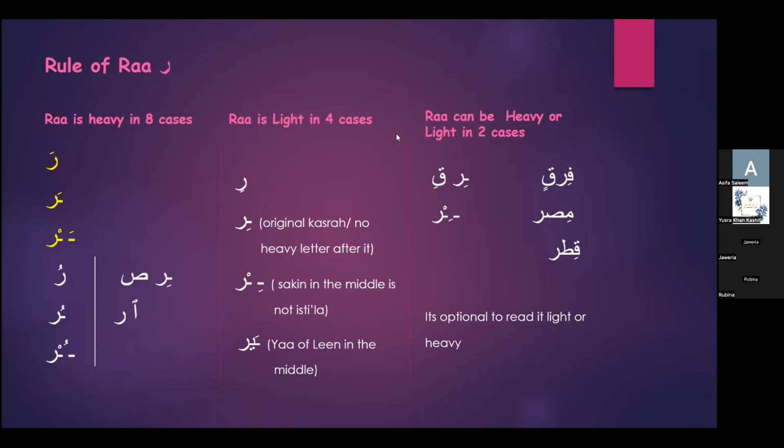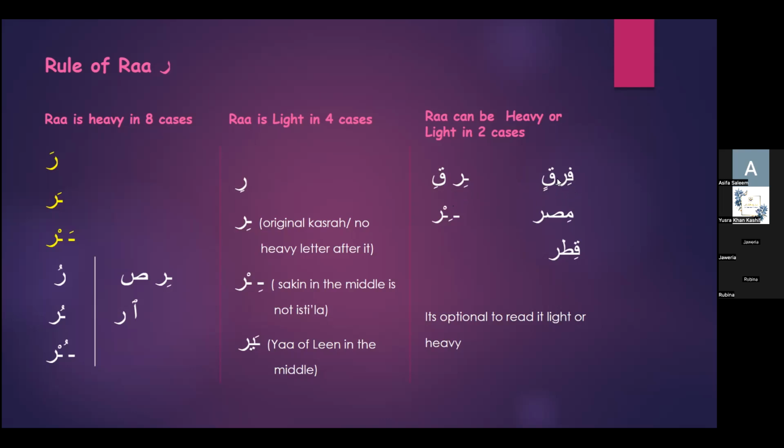Hope this is clear. Now we have the 2 cases where the ra sakina can be read with heaviness or it can be read with light sound. So the words are, if the ra sakina has a kasra before it, but if it's followed by a heavy letter and that heavy letter has a kasra under it, now you have the option either to make the ra heavy or light, and this is in continuation only. The 2 options is when you continue reading and you're not stopping on this word onto the letter qaf, for example. So you'll say firqin or firqin.